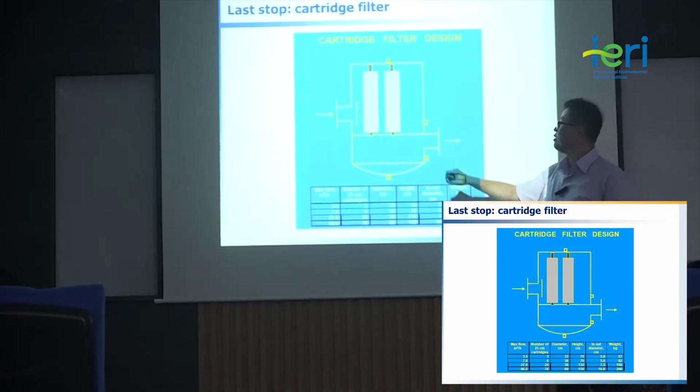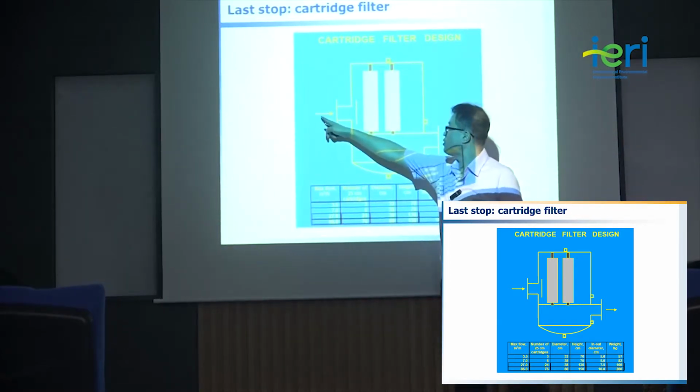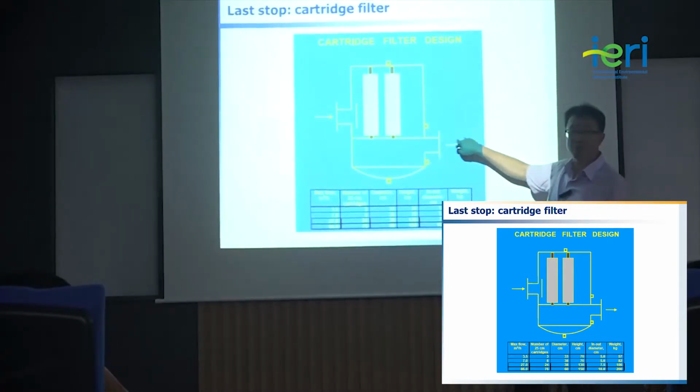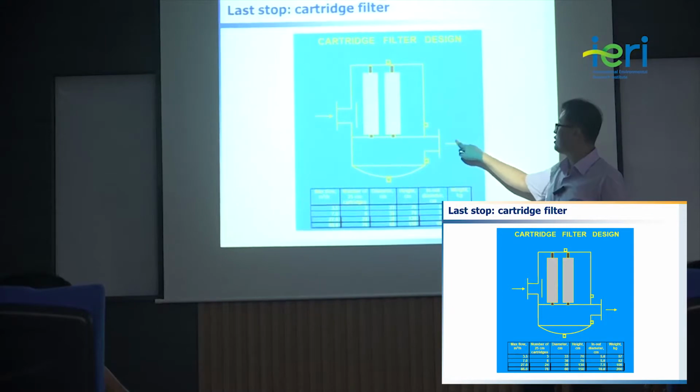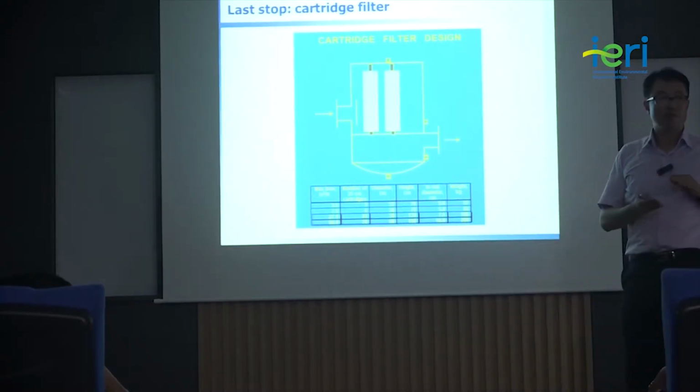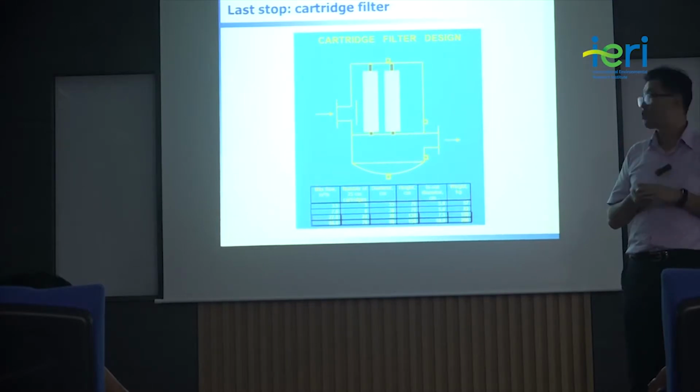So after seawater comes this way and is filtered, the filtered water comes this way. This water is moved to the high pressure pump for the reverse osmosis system.